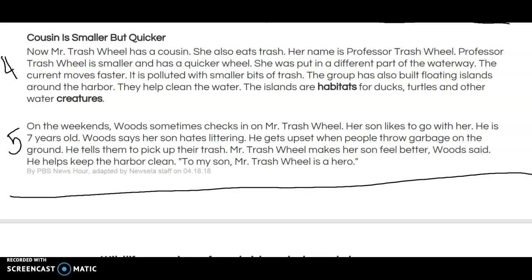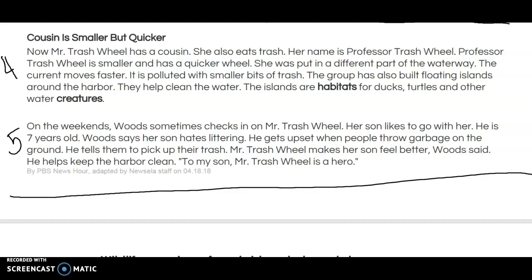Let's continue with paragraph 4. Cousin is smaller but quicker. Now Mr. Trash Wheel has a cousin. She also eats trash. Her name is Professor Trash Wheel. Professor Trash Wheel is smaller and has a quicker wheel. She was put in a different part of the waterway. The current moves faster. It is polluted with smaller bits of trash. The group has also built floating islands around the harbor. They help clean the water. The islands are habitats for ducks, turtles, and other water creatures.